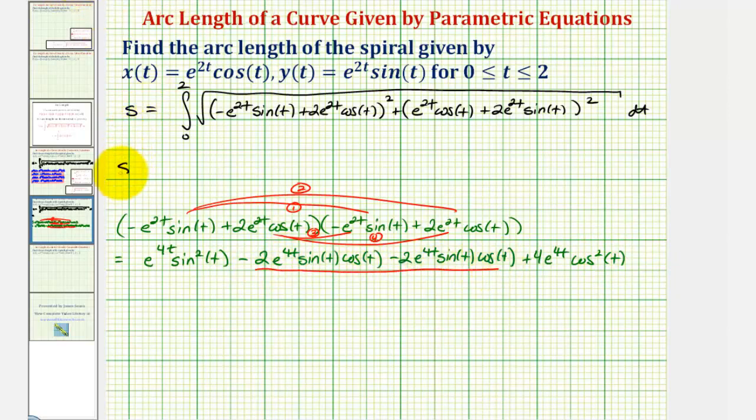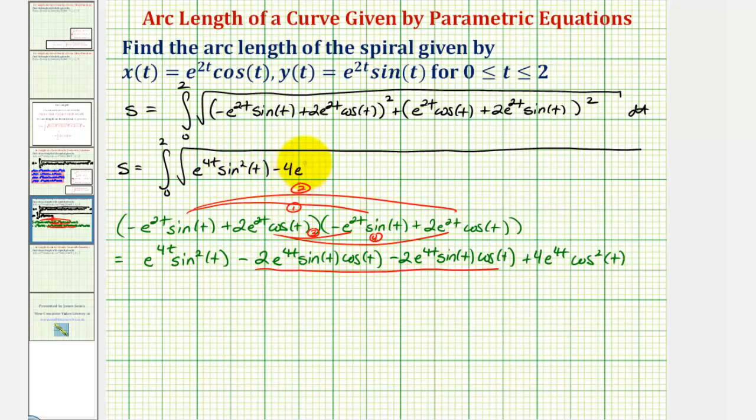So we have the arc length s equals the integral from 0 to 2 of the square root of, again, this squared would be e to the 4t sine squared t, and then we have minus 4 e to the 4t sine t cosine t.